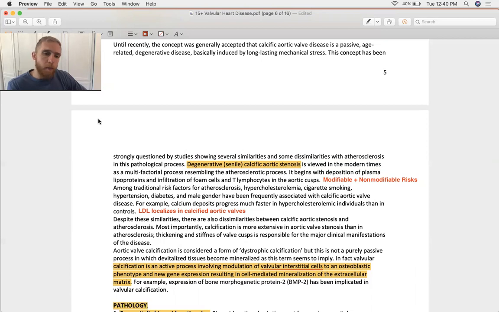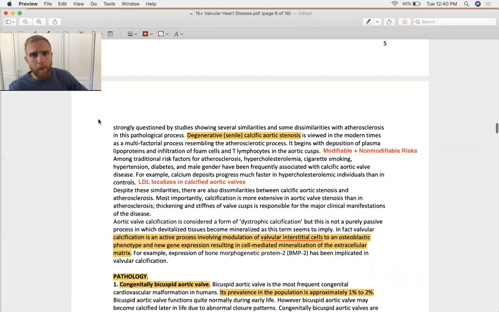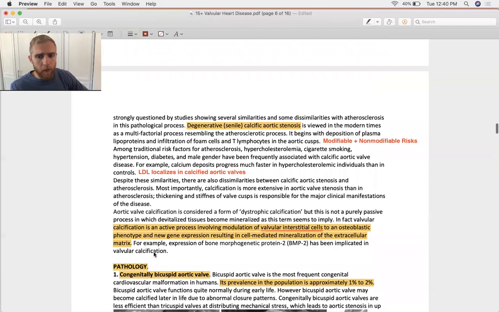And so the presence of these two things within a valve lets us know that factors that increase LDL or increase angiotensin converting enzyme are also going to increase calcification of a valve. And so that's all that the top of page 6 is telling you here, is that it's very multifactorial.